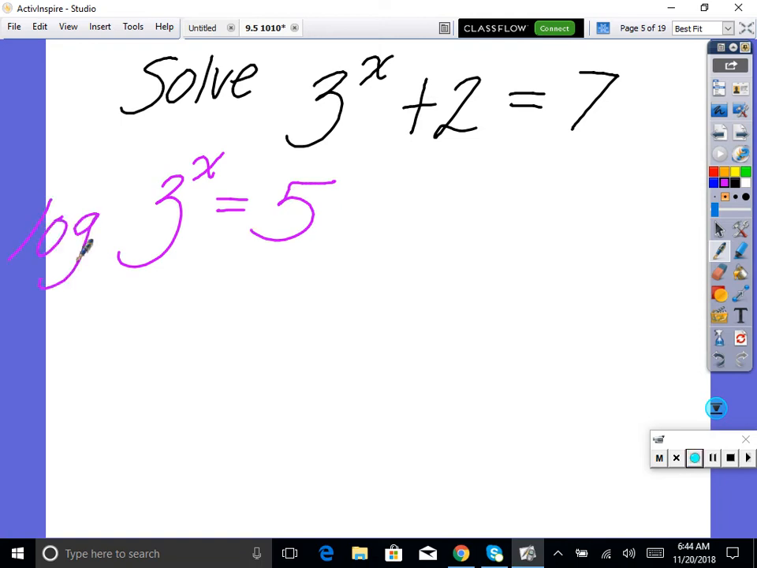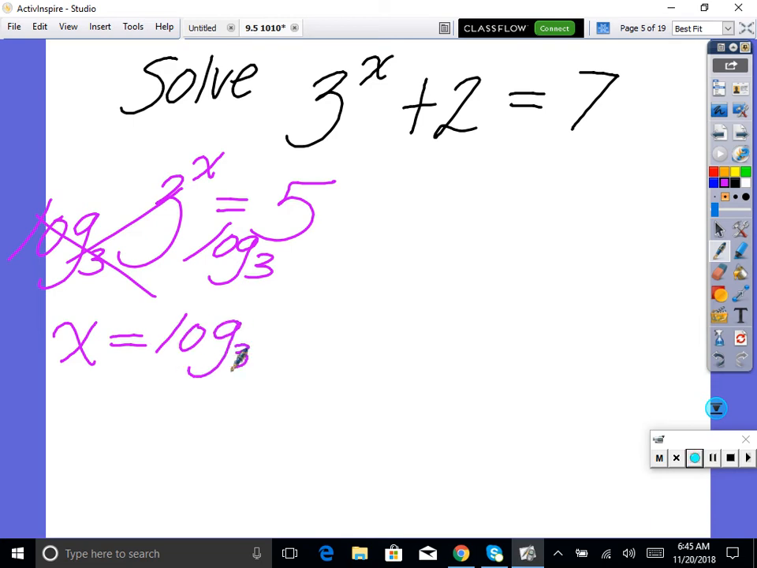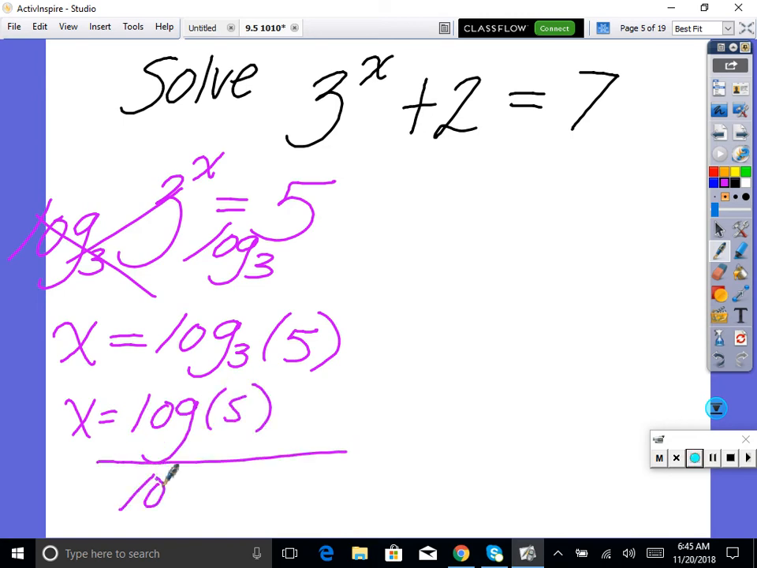Good. Log base 3 both sides. So then log base 3 and base 3 cancel out. X drops down. So x is equal to log base 3 of 5, which is not my final answer. How would I calculate that? The change of base formula, right? So we have x is equal to log of 5 divided by log of 3. There's your exact answer. Then you would type it into your calculator and get the decimal.